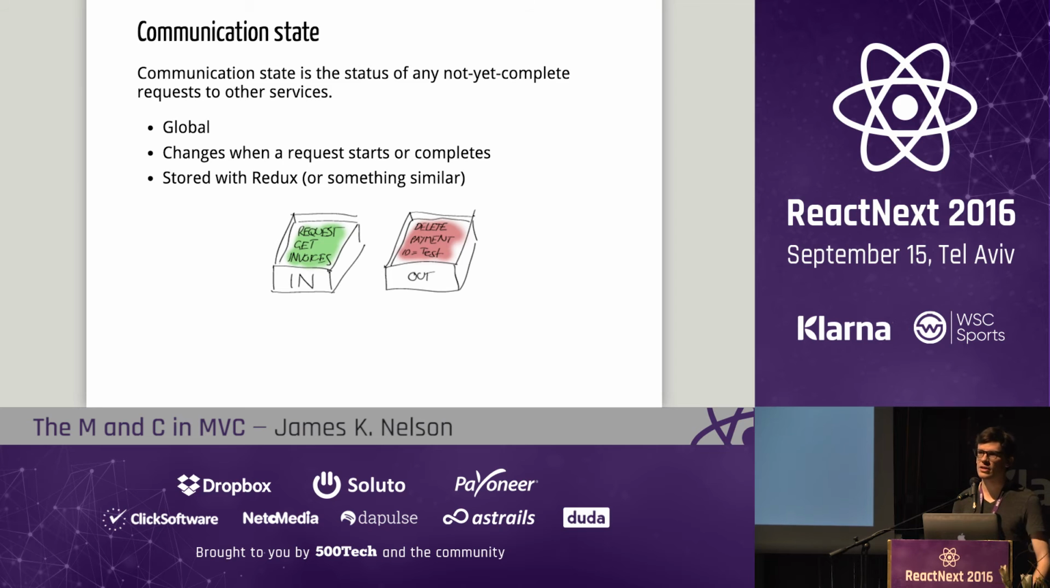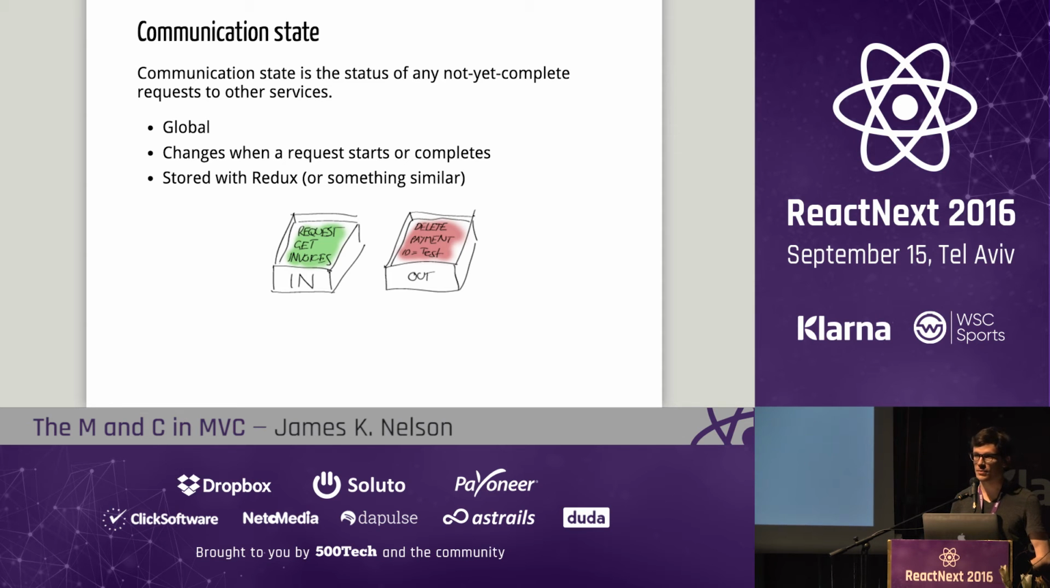So communication state is basically the state which represents all the requests which are currently in progress or which have failed. Communication state, just like data state, is global. Basically, it changes every time a request in your application starts or stops. And it's stored with Redux as well, at least in my implementation. So hands up here, who's ever written this.setState isFetching equal to true? No one? Someone? A few brave people have said that they've done that.